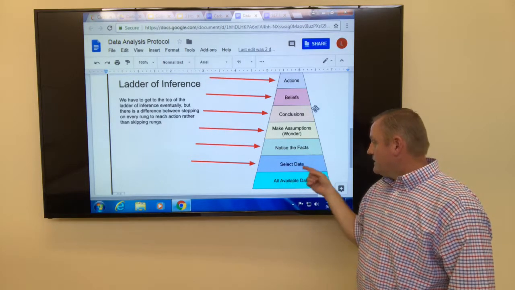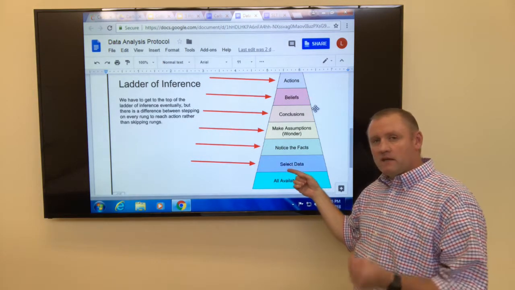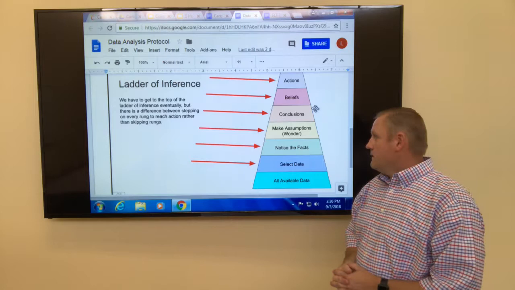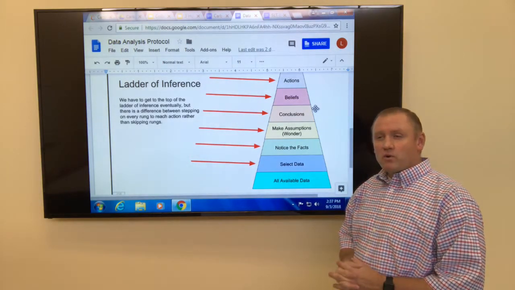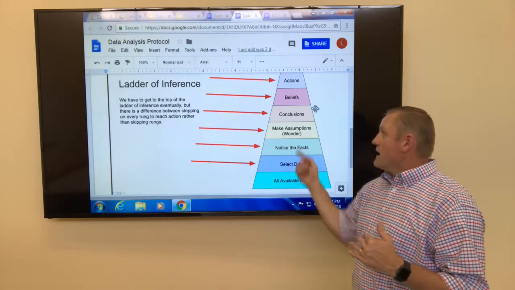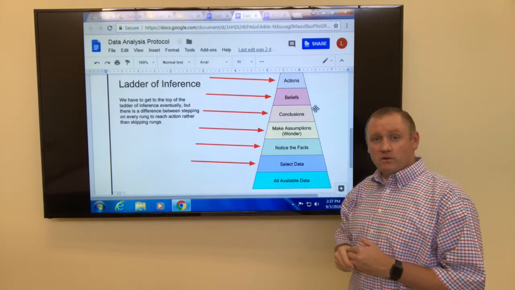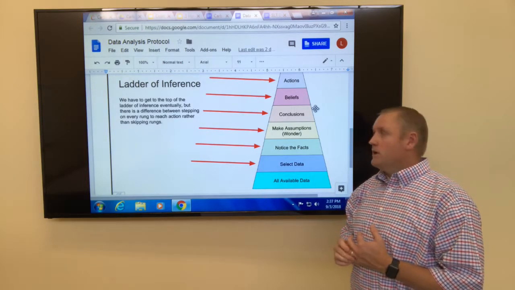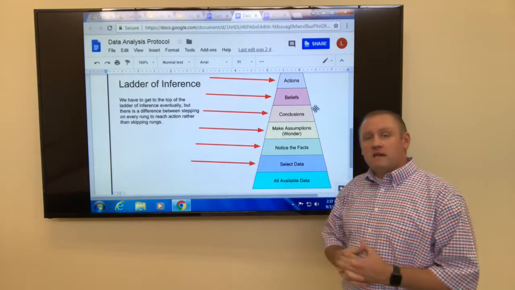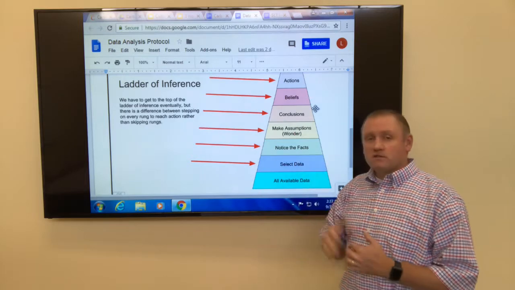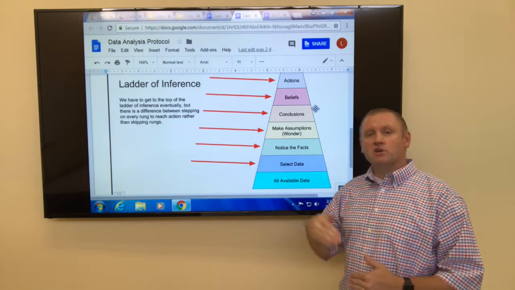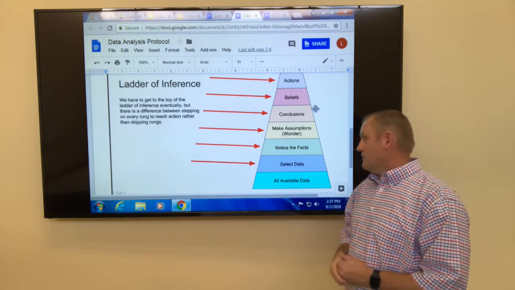We usually see some data and immediately make a decision of what that data means. We don't want to do that. So this protocol is just a simple way to keep us low on the ladder for a little while. We have to go up there if we ever want to get to action, and we do. We want to get there for sure. But if we go too soon, we're going to be basing that action on assumptions that may not be accurate. So we want to take our time and slowly move up the ladder of inference.